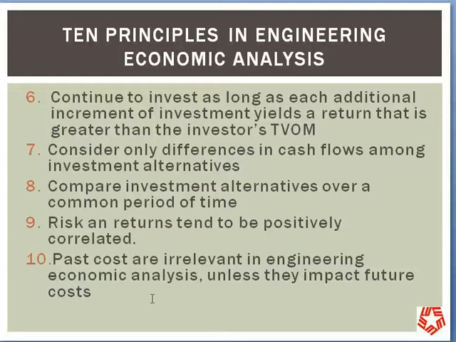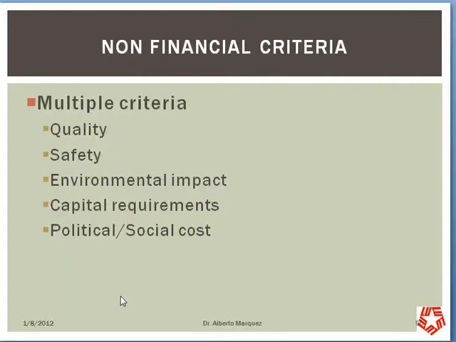Number 8, compare investment alternatives over a common period of time, and that's why we need to select the planning horizon. Number 9, risk and returns tend to be positively correlated. And number 10, past costs are irrelevant in engineering economic analysis unless they impact the future cost. Additional non-financial criteria that need to be taken into consideration include quality, safety, environmental impact, capital requirements, and political and social costs.